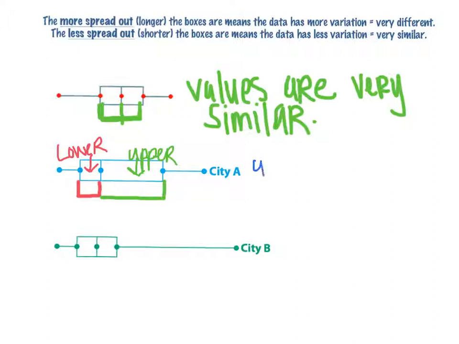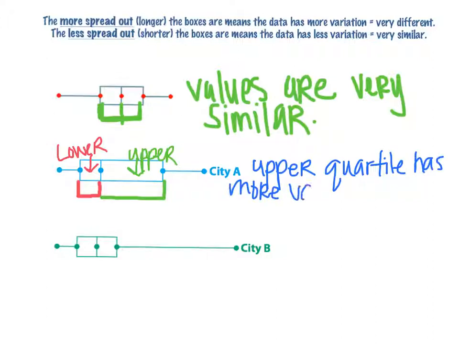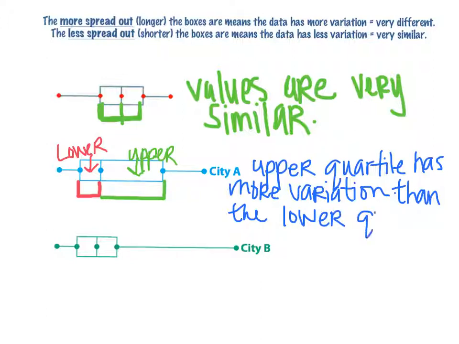So I'm just going to put down that for this one, the upper quartile has more variation than the lower quartile. And if I wrote that too fast for you, make sure to press pause so that you can write that down, because you're going to have questions similar to these on your homework.